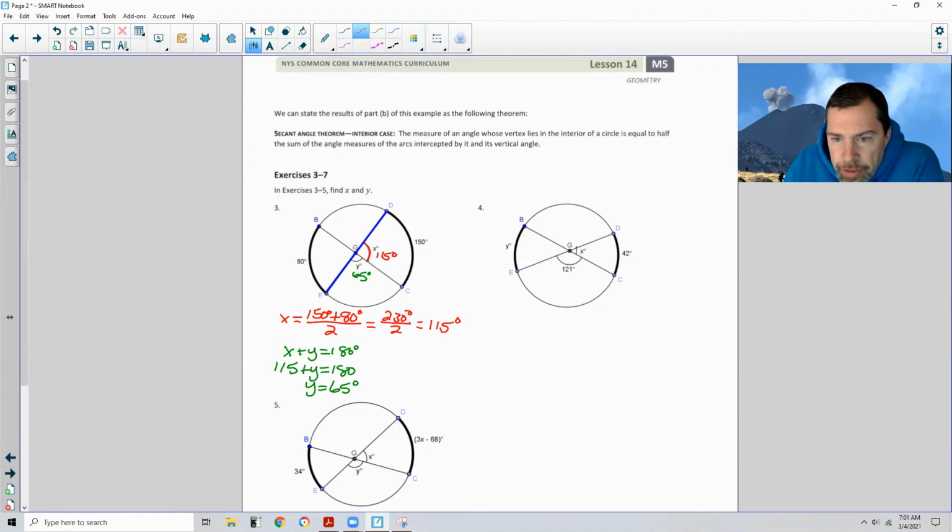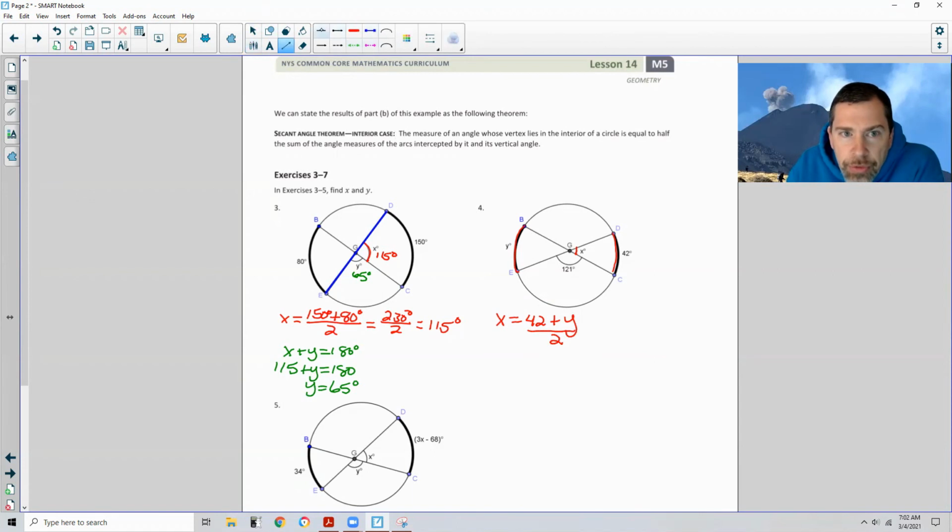So again, here is our angle. Here is our intercepted arc. And here is the intercepted arc from its vertical angle, which is what the theorem says. So then I would say X equals 42 plus Y. See what happens here? We have an unknown, so we can't solve that. And it's also going to be divided by 2, by the way. I didn't finish writing because I had noticed that. But I see this 121 degrees.